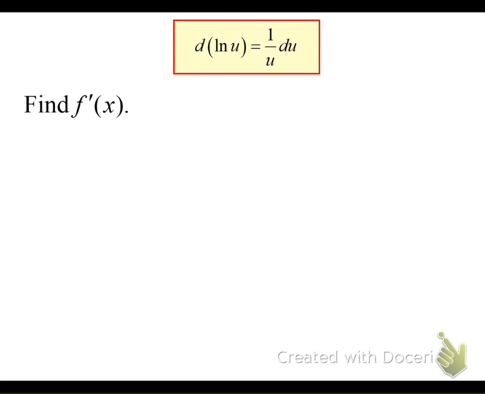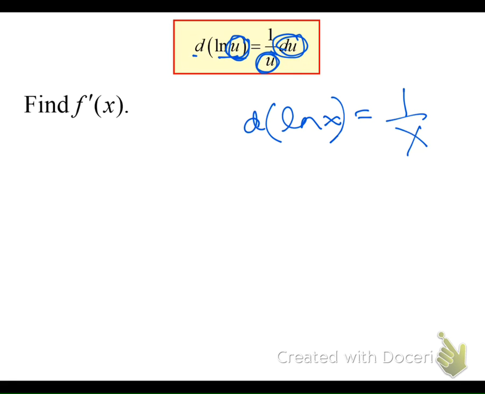Okay, here's the new one. So the derivative of the natural log, okay? This is the new rule: the derivative of the natural log of u is 1 over u times the derivative of u. So if you have a natural log, the derivative of the natural log of something is 1 over whatever's sitting here times the derivative of that thing. So the derivative of the natural log of x is 1 over x times the derivative of x, but that would be a 1.